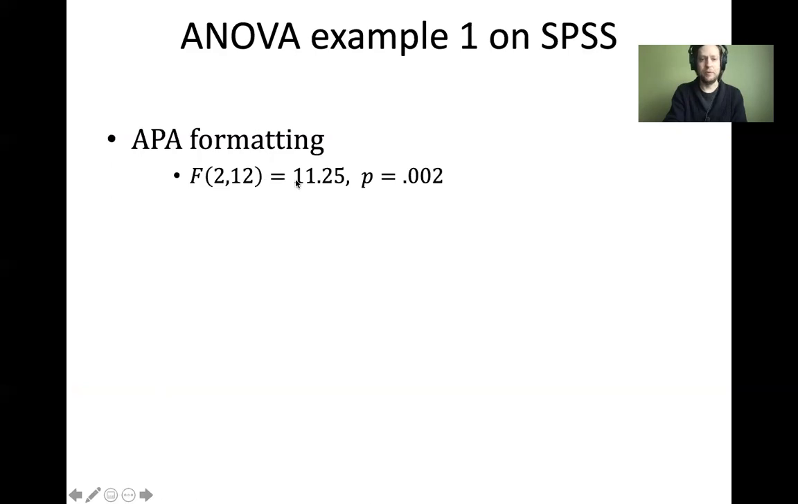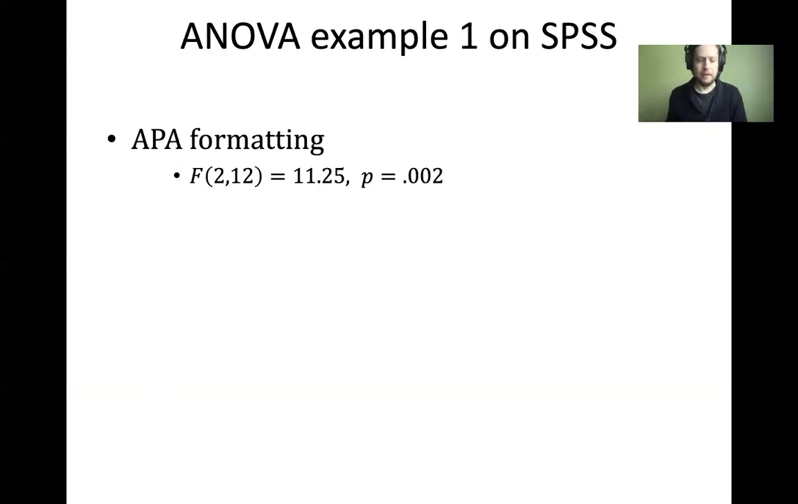Close the parentheses, equals the actual F value that SPSS gives you. So it says F, then the degrees of freedom, equals, and then the actual F value, comma, and then you write p equals whatever the p value that SPSS gives you. So you can see all I did here was take those things that I rectangled in the output, and I arranged them into the APA formatting here, and this is APA formatting for F.